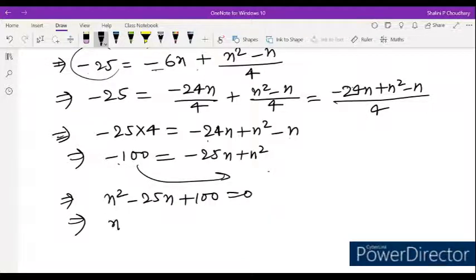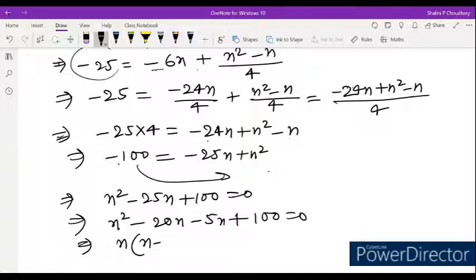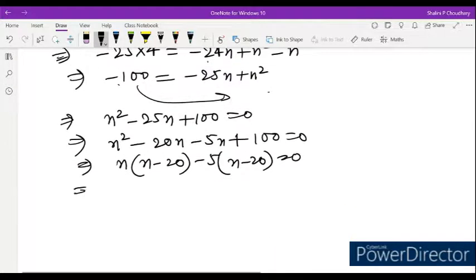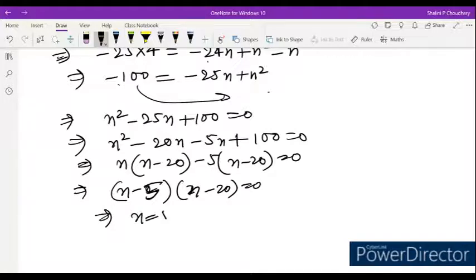So we can write 25n as 20n plus 5n. Then we can take n common and 5 common, so (n - 5)(n - 20) is equal to 0. So either n will be equal to 5 or n will be equal to 20. Okay, so n has two values.